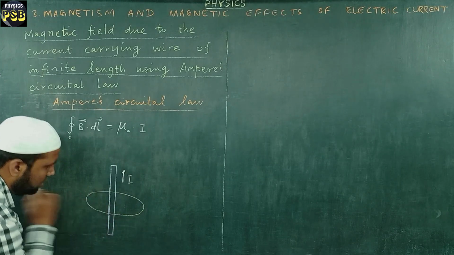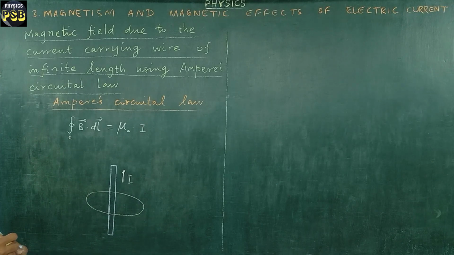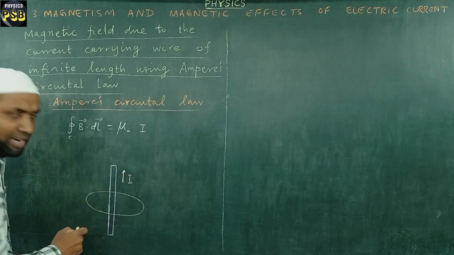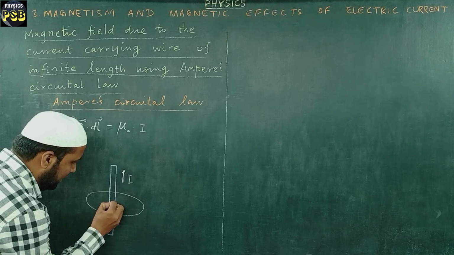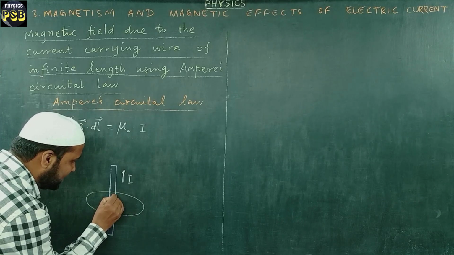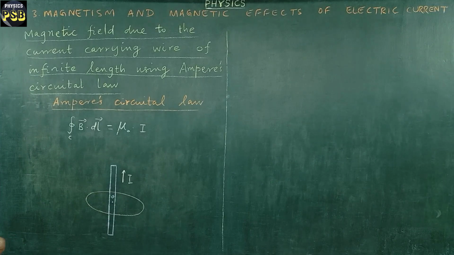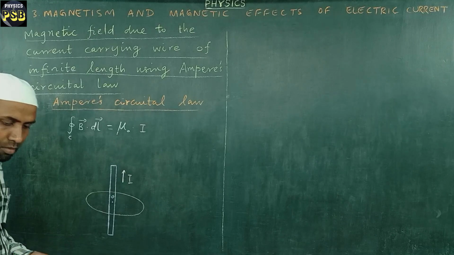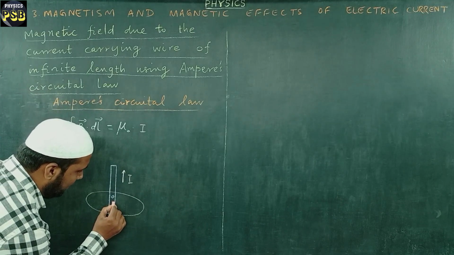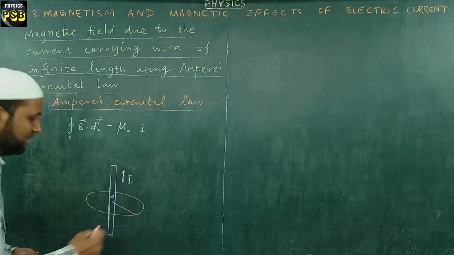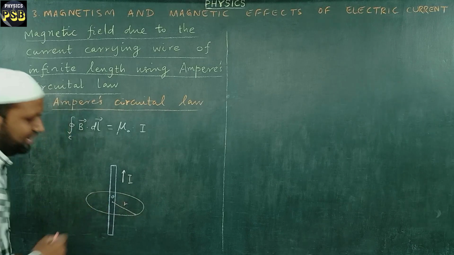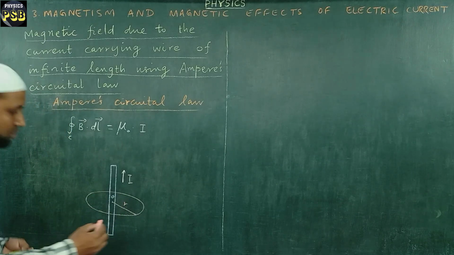Now, I consider this as the Ampere loop, which is in the form of a circle which surrounds the current carrying conductor. Then a point is taken here, named O, which acts as the center of this circle, the Ampere loop. Then I draw a line which touches the circle. It is nothing but the radius of this circle, represented by the letter r. Clear?